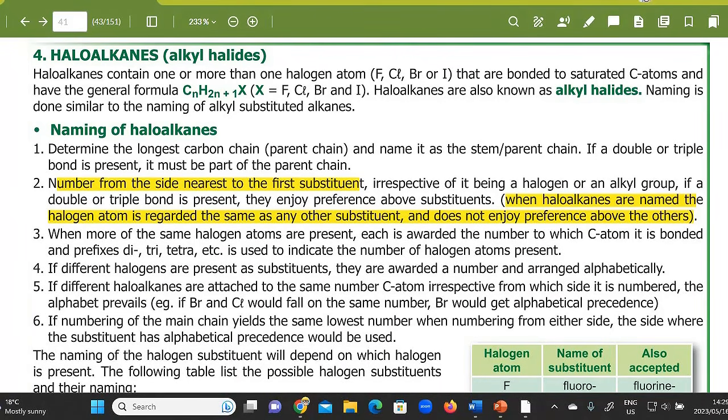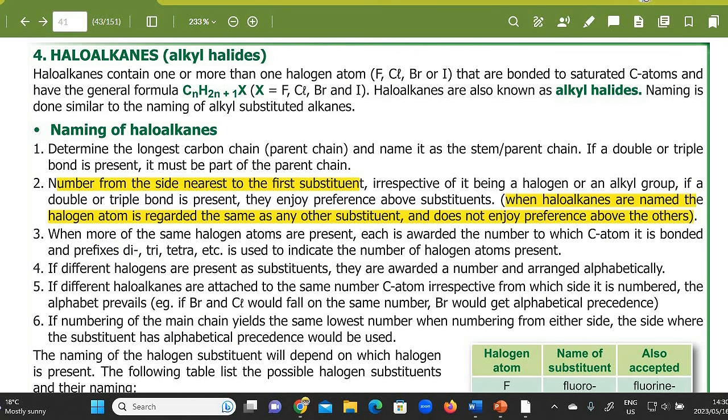Hold on. All right, so here we have another textbook. Now have a look at the part that I've highlighted. It says that you must number it from the side that is nearest to the first substituent, which means branch, irrespective if it is a halogen or an alkyl group, okay?